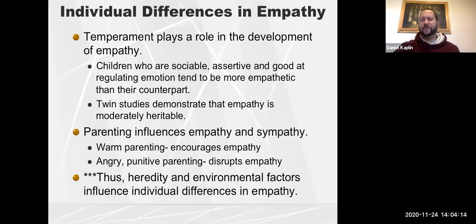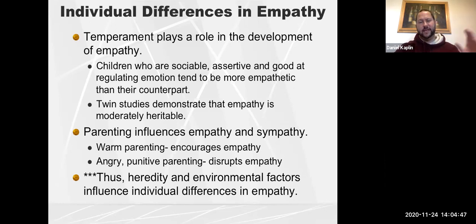Now, there are individual differences in empathy, and temperament plays a strong role. So we see children who are sociable, assertive, and good at regulating their emotions tend to have greater empathy. But we also see from twin studies that empathy is moderately heritable. So there are differences. So there might be a genetic component to empathy as well.